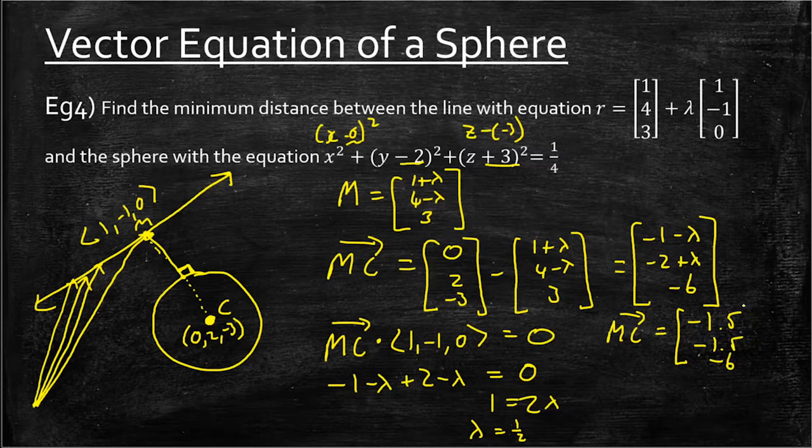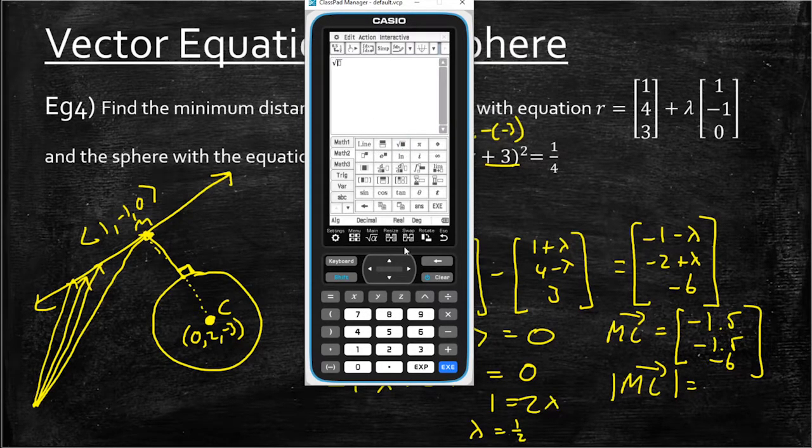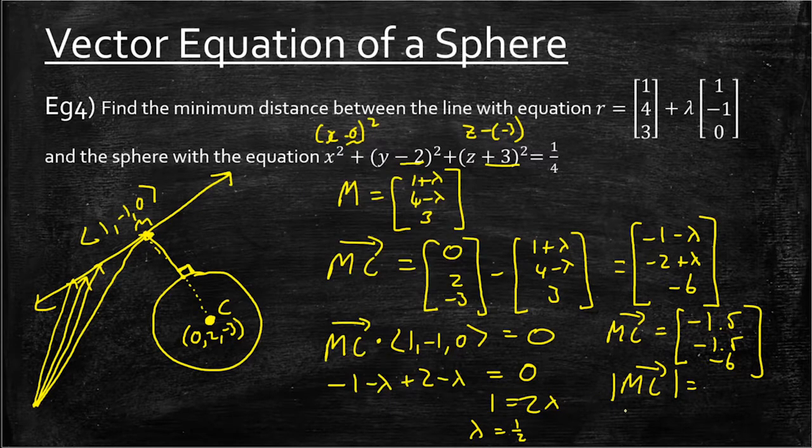And minus 6. Now, we don't want the vector MC, we want to know the length of MC. I'm just going to use the ClassPad for this. So we're going to go the square root of 1.5 squared plus 1.5 squared plus 36. All right, and let's go to standard form, and that's going to be 9 root 2 on 2. So the length of MC is going to be 9 root 2 on 2.